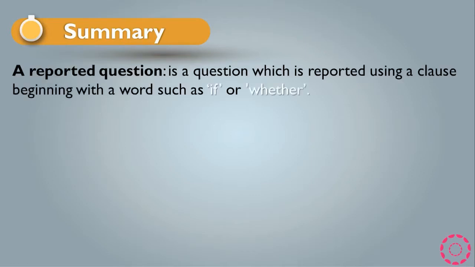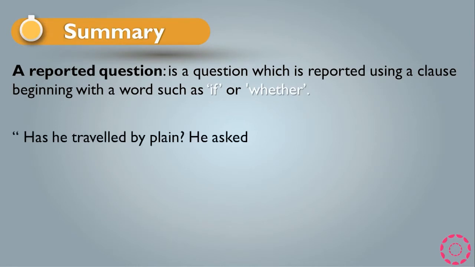This is all about how we report a question. So let's see what we have studied today. A reported question is a question which is reported using a clause beginning with a word such as if or whether. For example, has he traveled by plane? He asked it, as you see, without a WH word, and it became: he asked if he had traveled by plane.